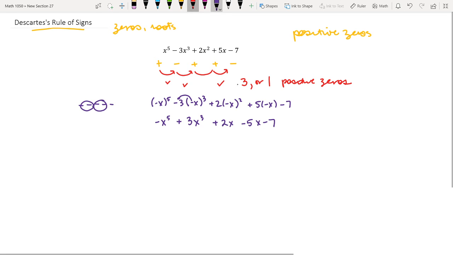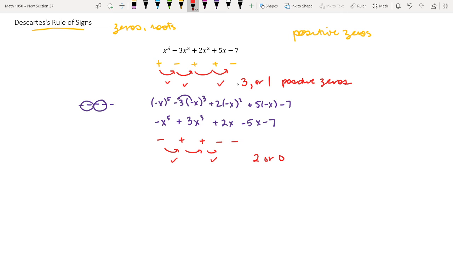All right, let's check out our changes again. We have a negative, positive, positive, negative, negative. So it looks like I only have 2 actual changes, from a negative to positive and then positive to negative. So I would say 2 or 0 negative zero possibilities that way.